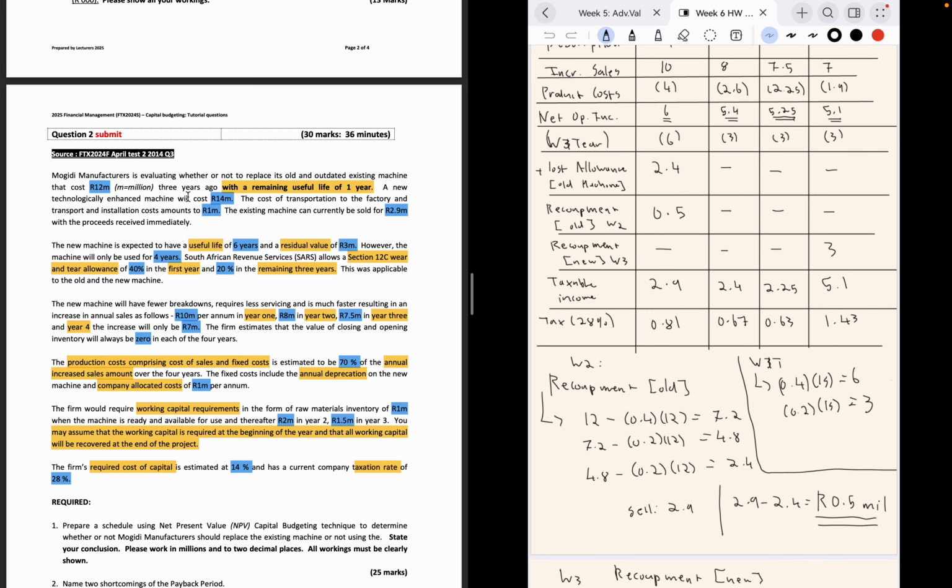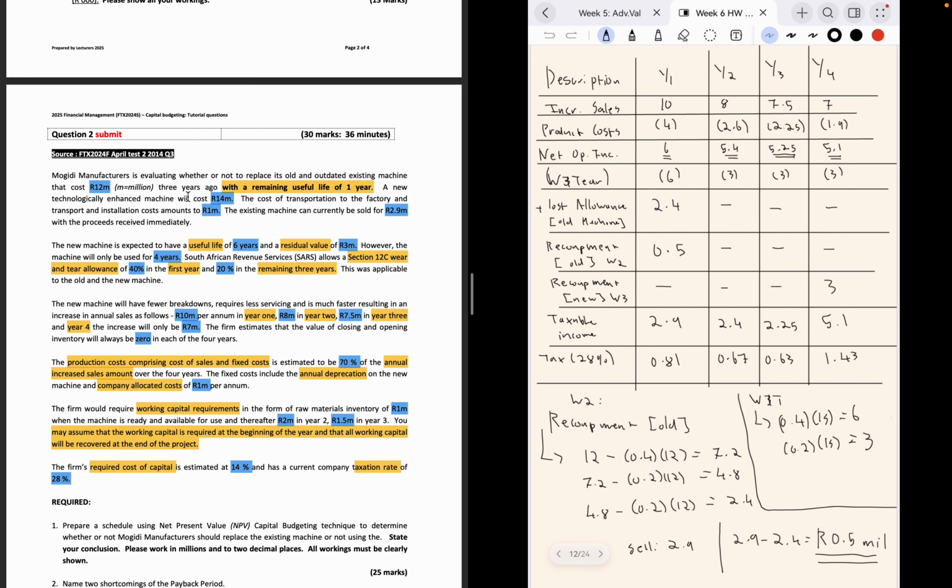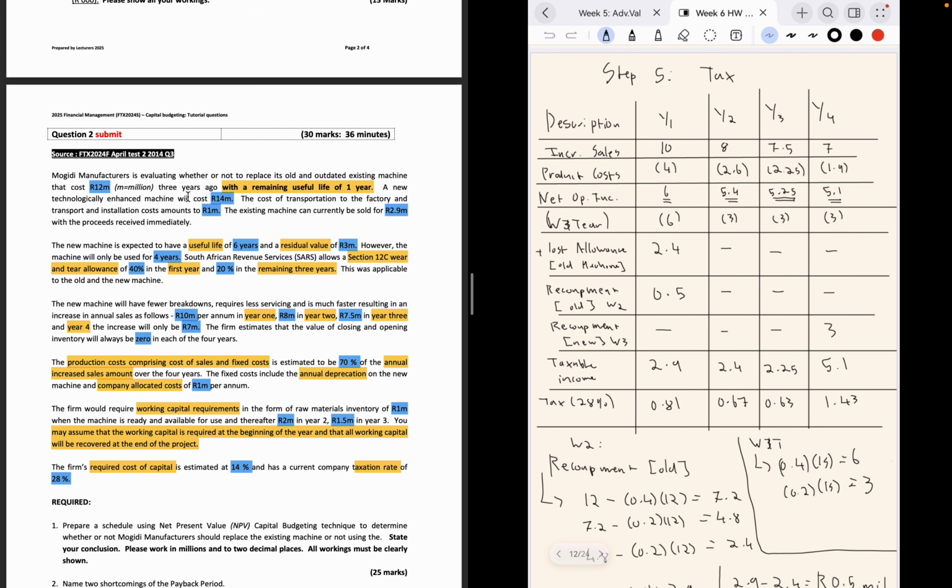And then in terms of taxable income, it's the 2.9. So the 2.9 is just how much we sold it for. And then the tax here is 28%, and so that gives you 0.81. So 28% of 2.9. So yeah, for year 2 and year 3, they are just plug and play.